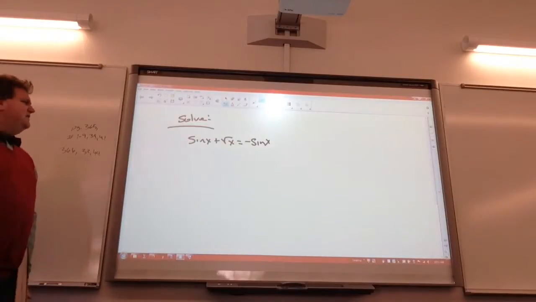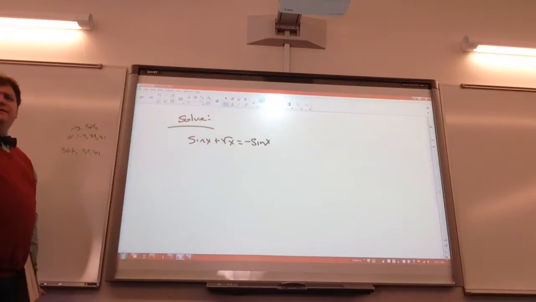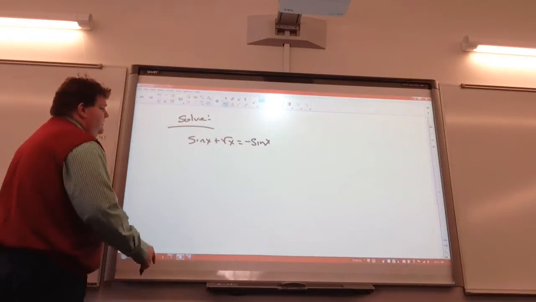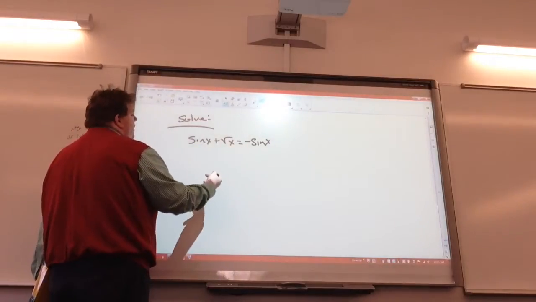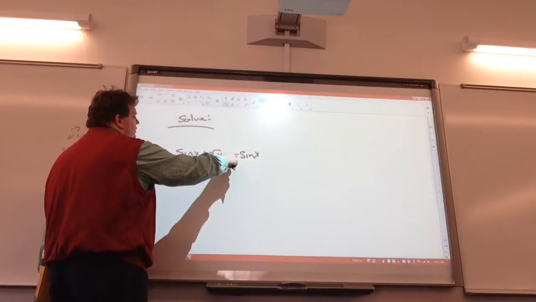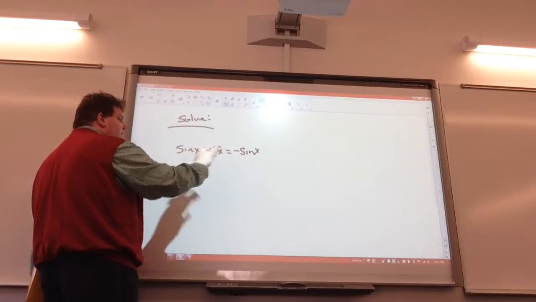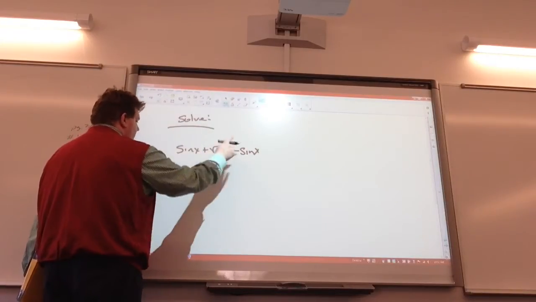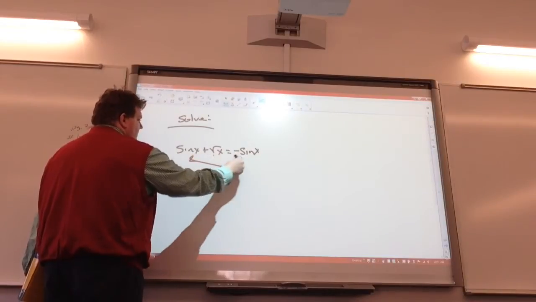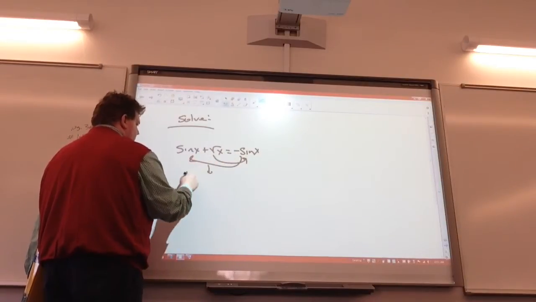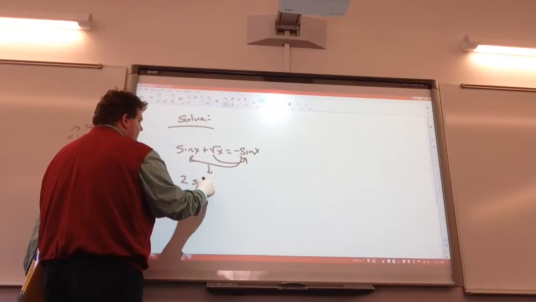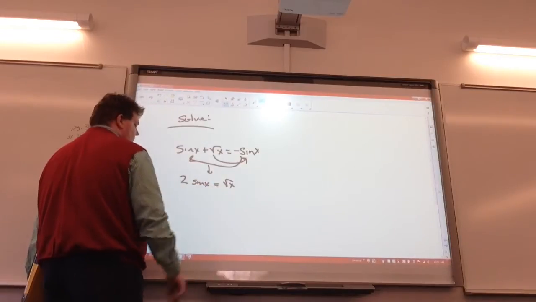Some of the obvious things we could do here. One obvious thing is what? Move the sine over, right? Because we don't want minus sine and sine. So I'm actually going to move this sine over, and the square root on the other side, so we get our trig thing by itself, basically. Move that over there, move that over there. And so we're going to get 2 sine of x equals root x.